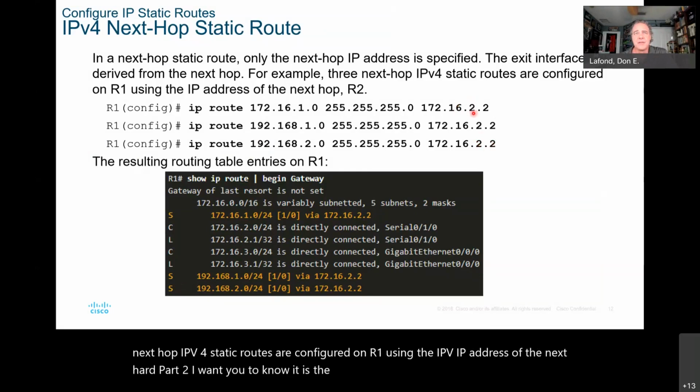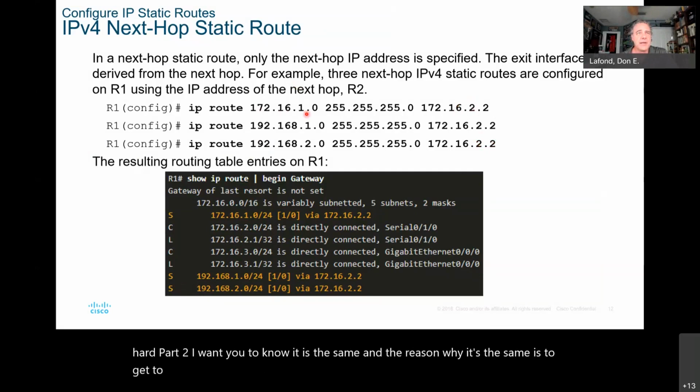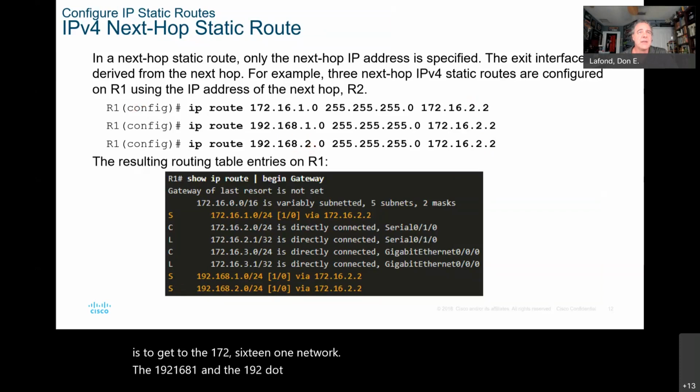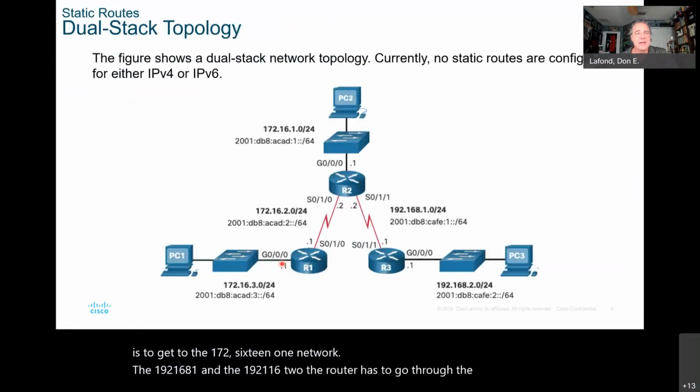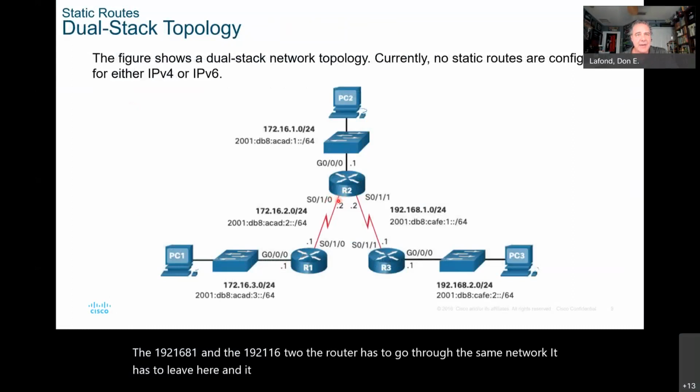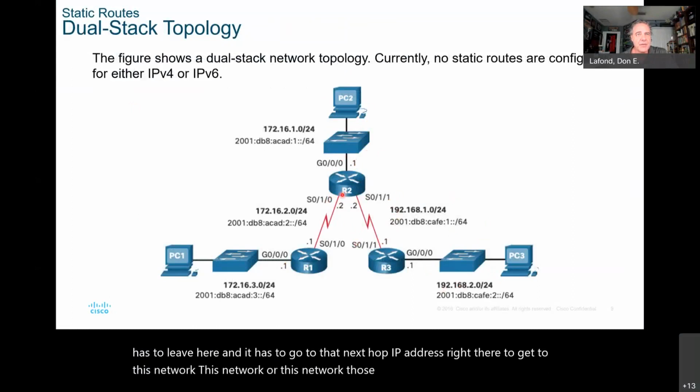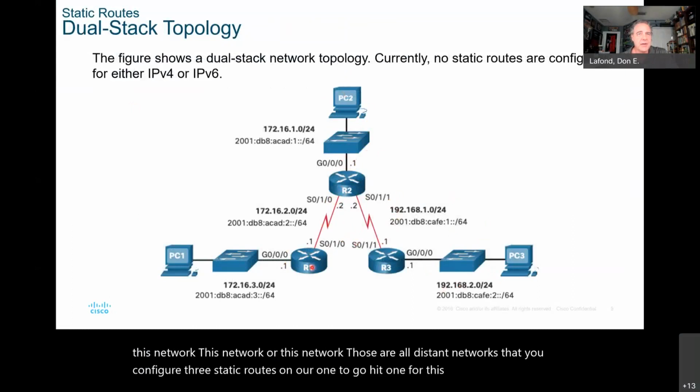And the reason why it's the same is to get to the 172.16.1 network, the 192.168.1 and the 192.168.2, the router has to go through the same network. It has to leave here and it has to go to that next hop IP address right there to get to this network, or this network. Those are all distant networks. You configure 3 static routes on R1, 1 for this network, 1 for this network, and then 1 for that network.